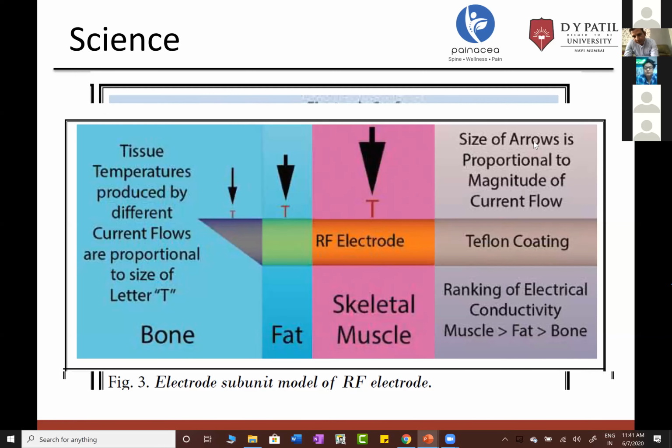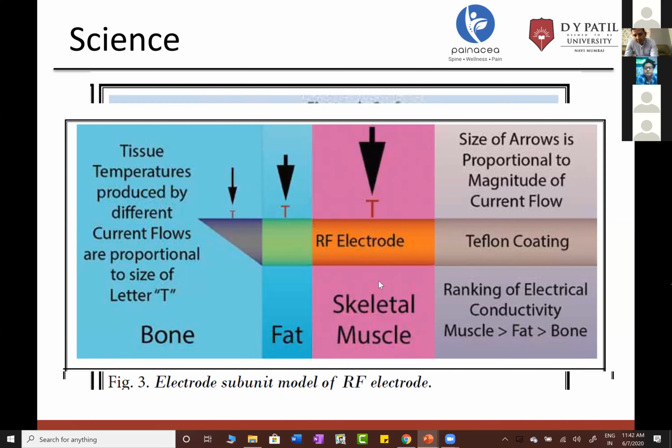So if you can see, the size of arrows is also proportional to the magnitude of current flow. So you can see the highest current is flowing in the skeletal muscle, then comes the fat, and then comes the bone. So now it is not very difficult to imagine that the bone will get heated up the least, the fat thereafter, and the skeletal muscle the most.